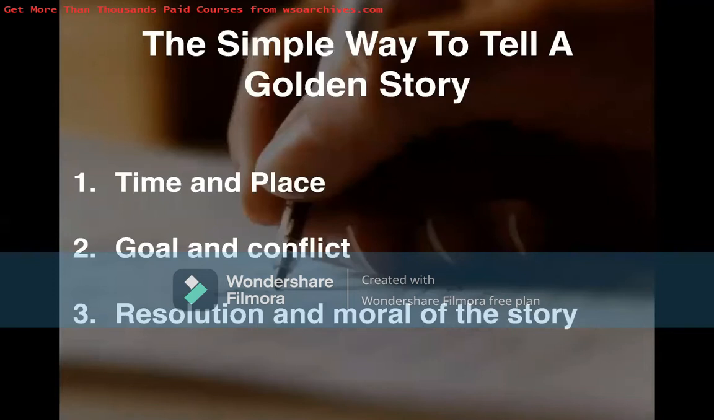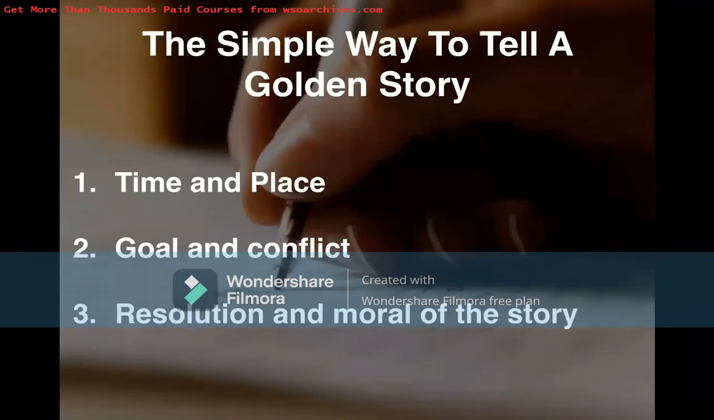Right. Number 3, the story. You need a resolution and moral of the story. So resolution, the conflict is resolved. You solve the problem. Moral is, okay, what was the lesson of that story? What happened as a result? Was there a transformation?